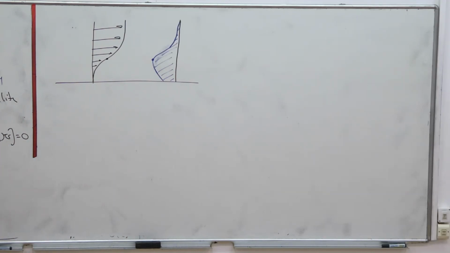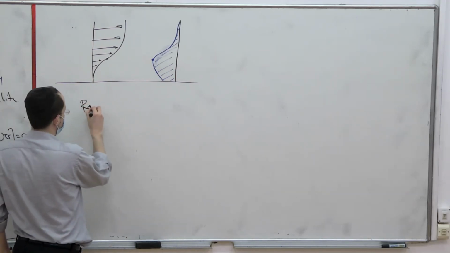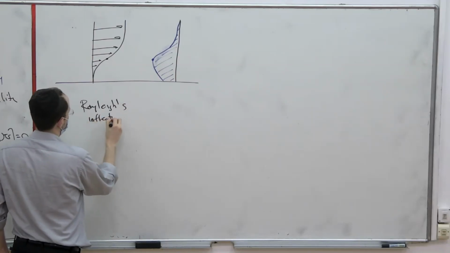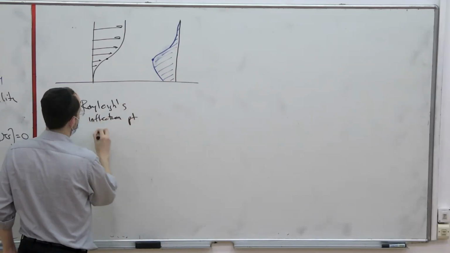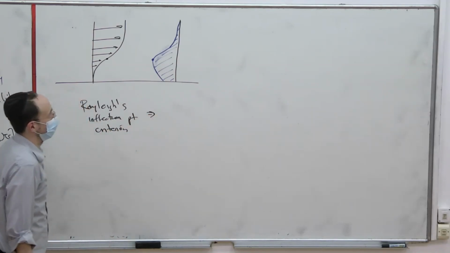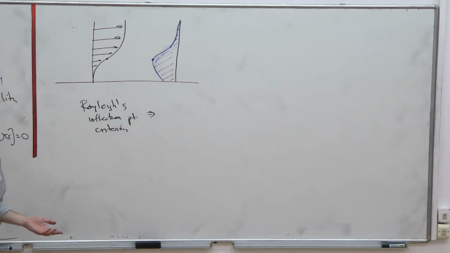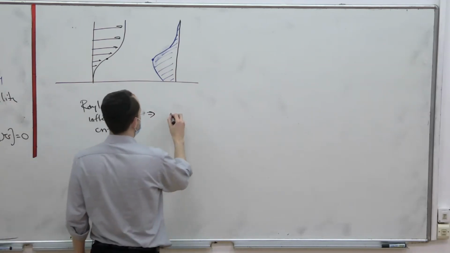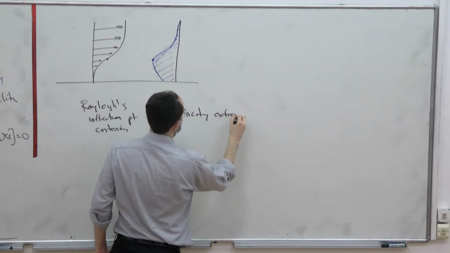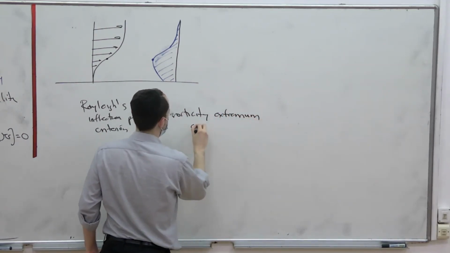So the definition that we have here for the Rayleigh's inflection point criteria, we should probably rename it. It probably shouldn't be Rayleigh's inflection point criteria. What we should really translate this into is the vorticity maximum or vorticity extremum. It should be a vorticity extremum criteria.